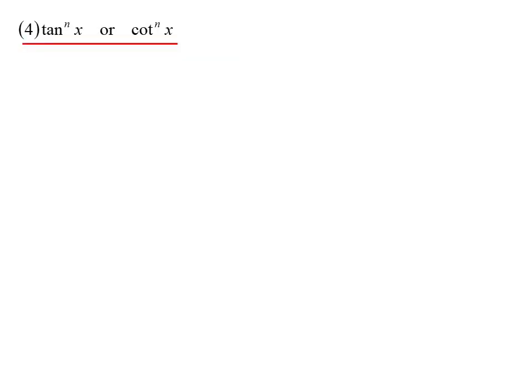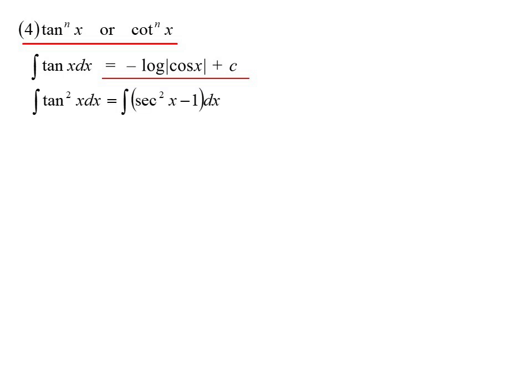Let's look at tan. Again, cotan being the complementary ratio, it will be the same technique. Tan to the power of 1, well, that's minus the log of cos, or log of sec, whatever you prefer. Tan squared, I can rewrite as sec squared minus 1. Integrate sec squared and we get tan x. Okay, what about tan cubed?